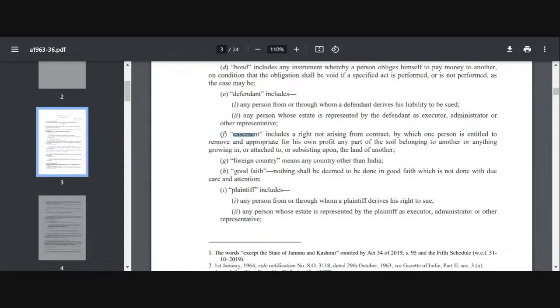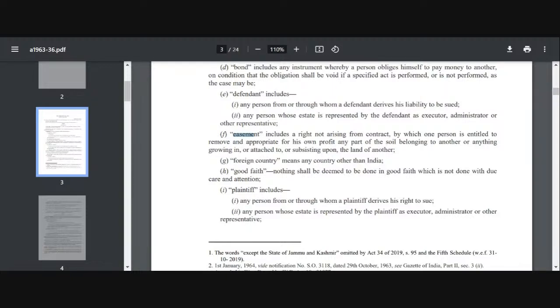Then 2 clause N defines trustee, which does not include a benamidar, a mortgagee remaining in possession after the mortgage has been satisfied, or a person in wrongful possession without title. Please go through this section and learn it by heart. Section 2 is actually very important.